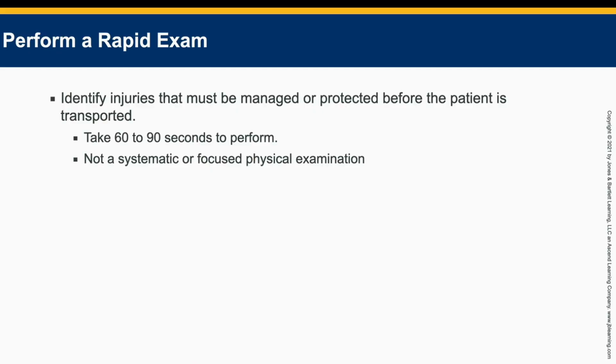The purpose of the rapid exam is to quickly identify injuries or conditions that must be managed or protected before transporting the patient. This is especially important in a trauma patient where serious injuries may not be immediately obvious. A rapid exam is designed to be quick and efficient, typically taking about 60 to 90 seconds to complete. During this time, you are quickly scanning the body for any life-threatening problems that may require immediate intervention.